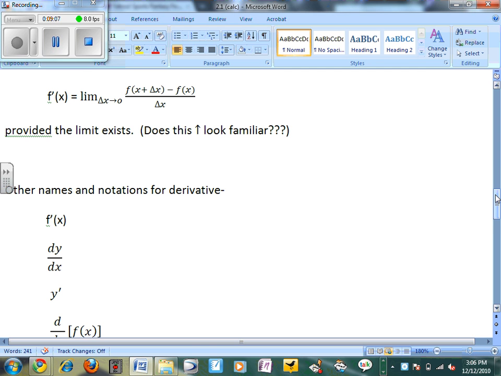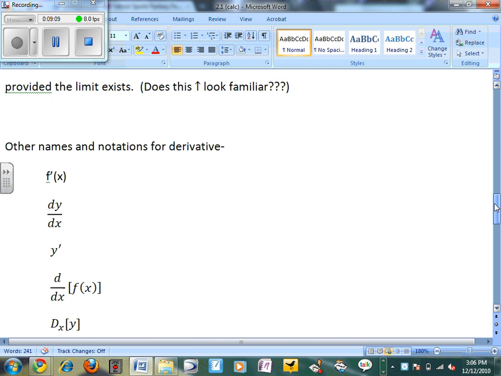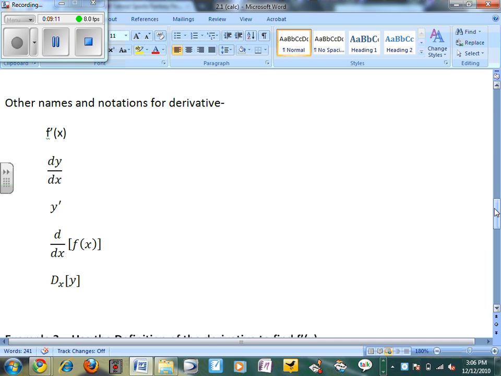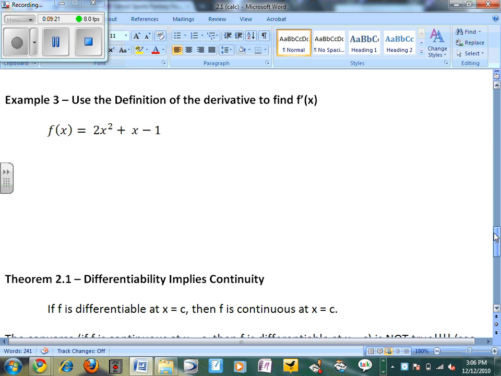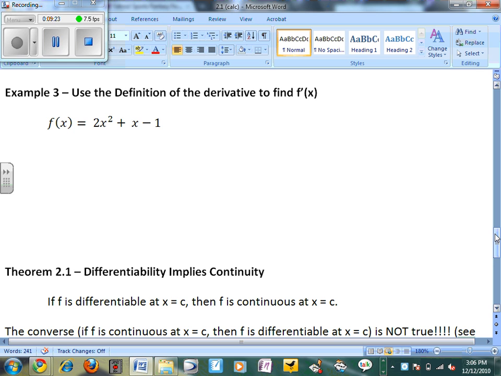Other names for derivative: f prime of x, dy dx, y prime, d dx of f of x, or Dx y. Just different notations that you'll see in the book. We're going to use the definition of derivative to find f prime of x for the function right here.